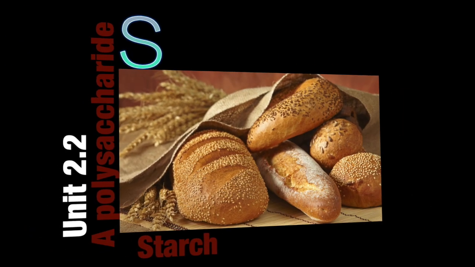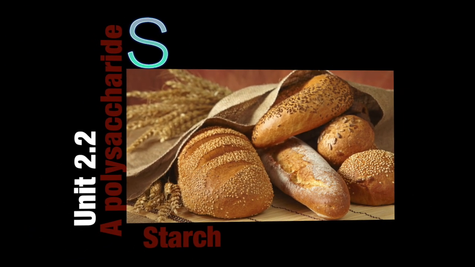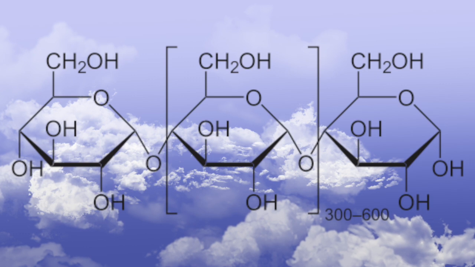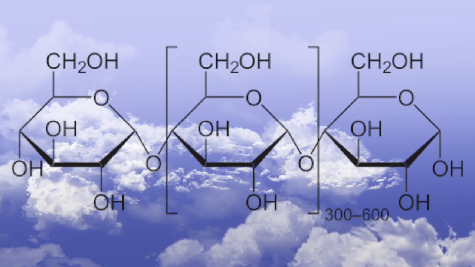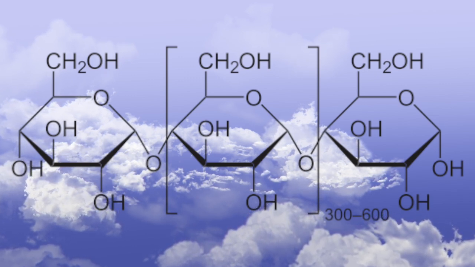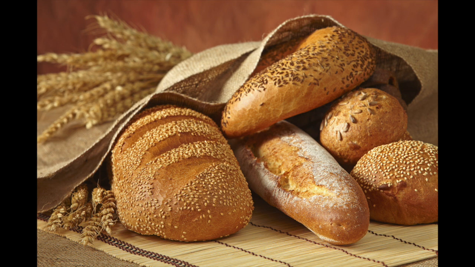Starch is a polysaccharide whose chemical structure is C6H10O5. Foods that contain starch would include bread. Starch is used by the body to be broken down into glucose for energy.